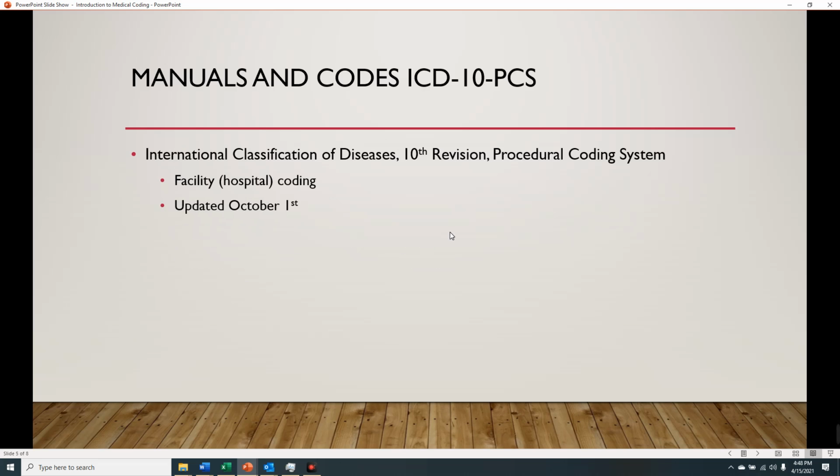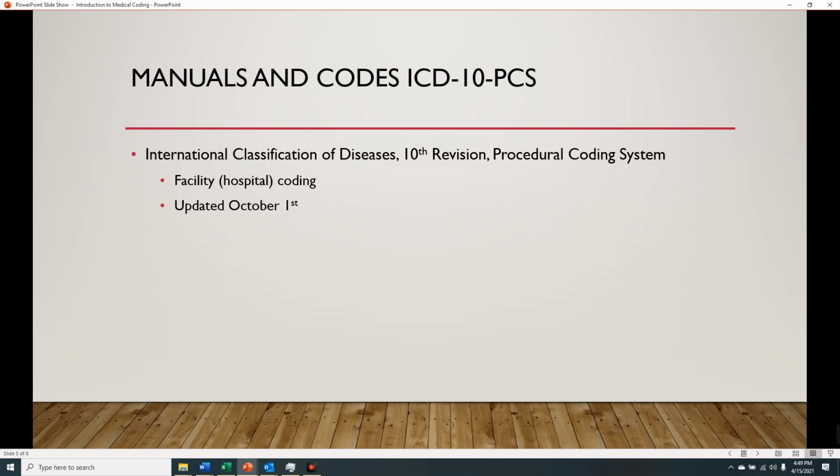Then we have one more manual that is not typically used in an introduction to coding course. It is going to be a separate course because it is a different format and different process. But because we're talking about the manuals, I do want to just pop it in here that we also do have an ICD-10-PCS manual. That is the International Classification of Diseases, 10th Revision, Procedure Coding System. And that's for our facility or hospital coding. And that is also updated October 1st.